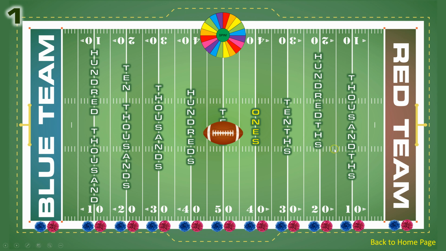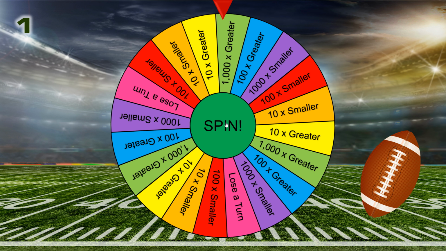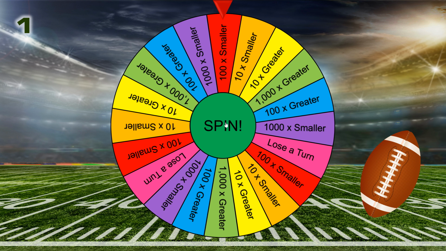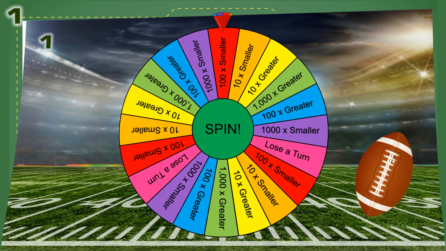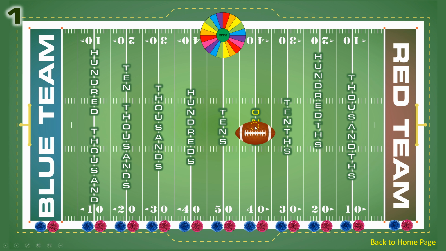So I hit the football to go back. 10 times smaller would be the ones place. So I hit the red pom-pom, and then I hit the blue pom-pom underneath the 50-yard line ball. Then you go back to the spinner, spin again. Now it's 100 times smaller. And so I'm going to go 2 places to the right. Now my football's at the 100th place. And then I hit the blue pom-pom to make it disappear.